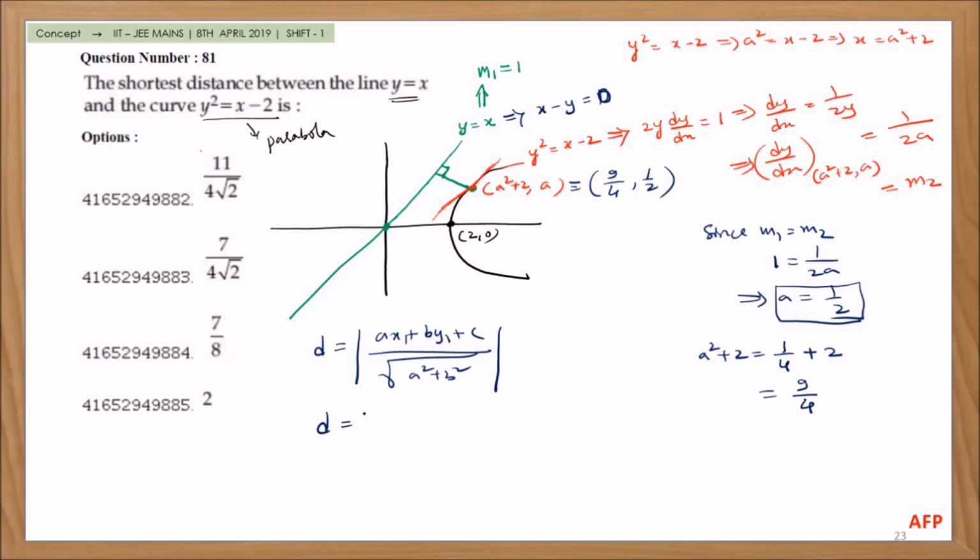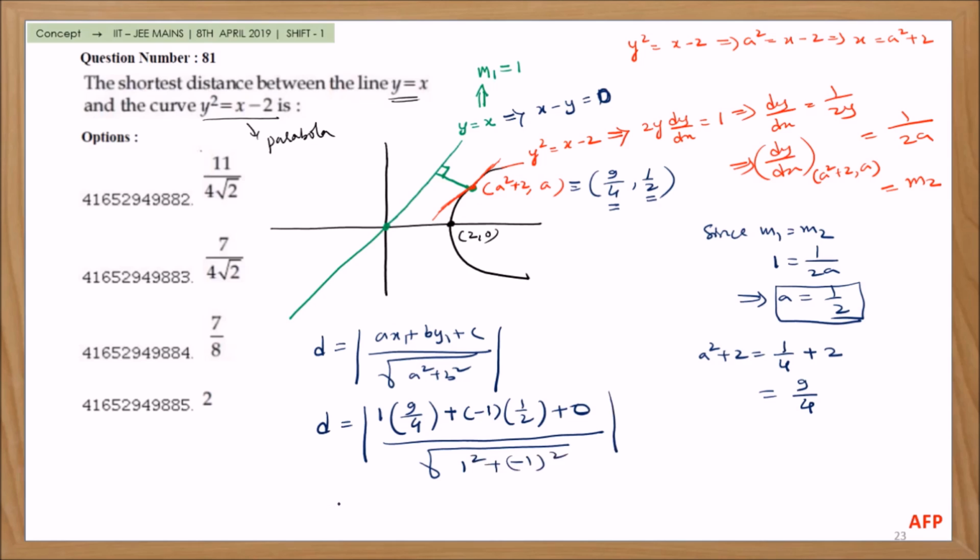So we will simplify. a is 1, what is x1? x1 is 9 by 4. What is b? b is minus 1. What is y1? y1 is 1 by 2 and c is 0. So the whole thing is divided by the square root of 1 square plus b square. So this is what we got.